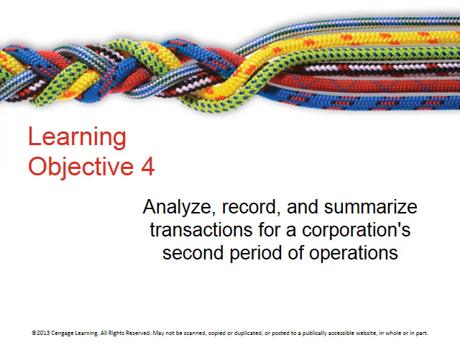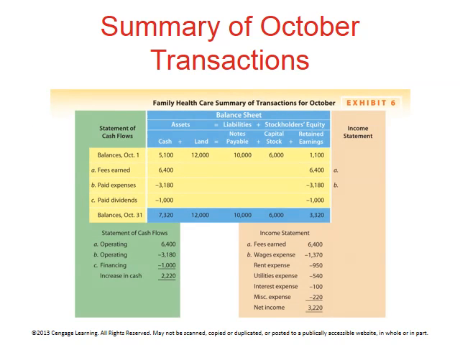All right, let's take a look at the second period of operations. So here's everything that would have happened in the company in October. So you can take a look at this example on your own.